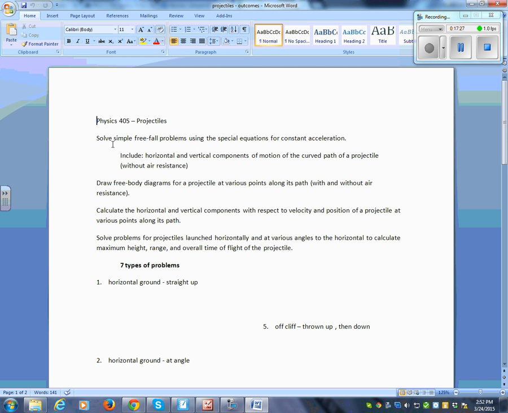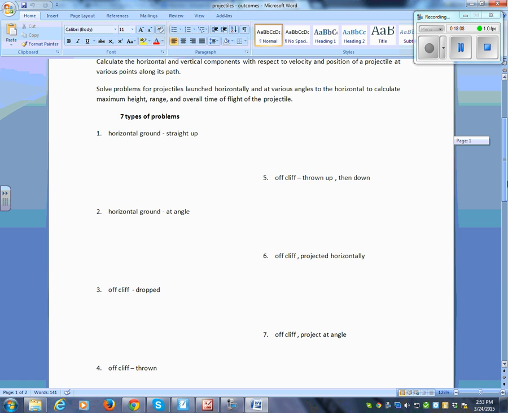Okay, so you will solve simple free-fall problems using the equations for constant acceleration, including horizontal and vertical components of motion of the curved path of the projectile without air resistance. We will draw free body diagrams for a projectile at various points along its path, with and without air resistance. We will calculate the horizontal and vertical components of velocity and position of a projectile at various points along its path. And then the big one, which is really the main one: solve problems for projectiles launched horizontally and at various angles to the horizontal to calculate maximum height, range, and overall time of flight of the projectile. What would you rank this unit in hardness compared to the other ones?